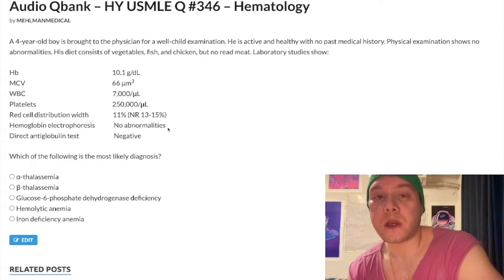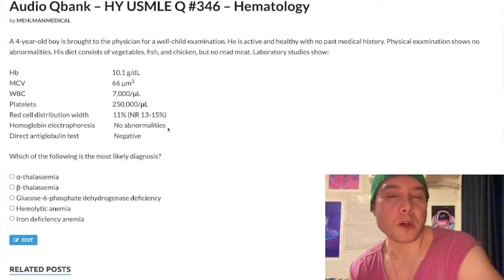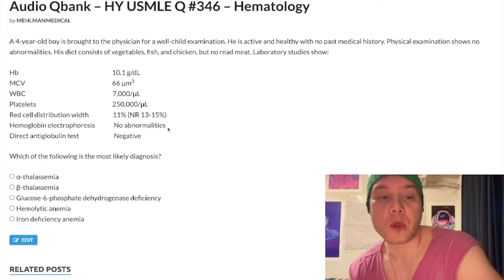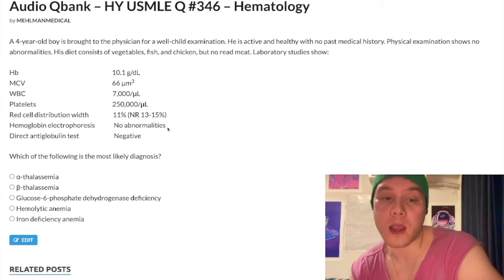Alpha thalassemia, in contrast, for minima and minor, if you have 1 or 2 mutations, you have a normal hemoglobin electrophoresis. Okay, if you have 3 mutations, you get HbH, which is a beta 4 tetramer. If you have 4 mutations, it would be a gamma 4 tetramer, which is hemoglobin Bart's.